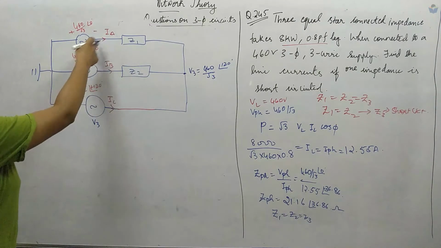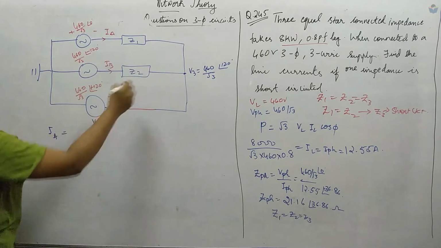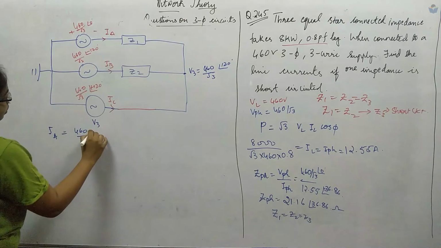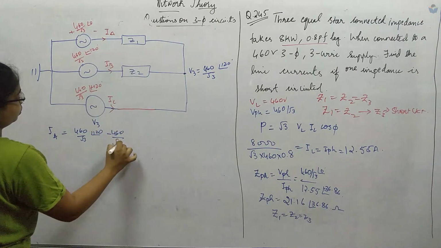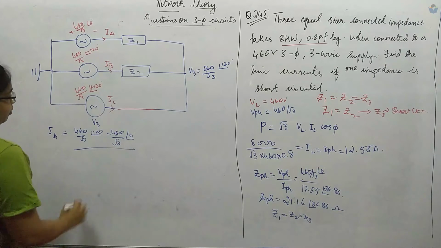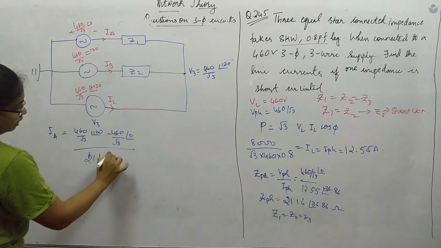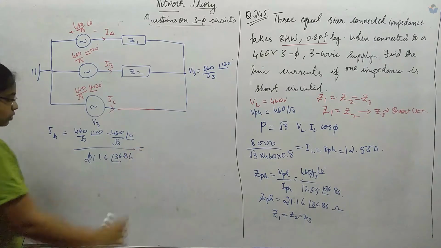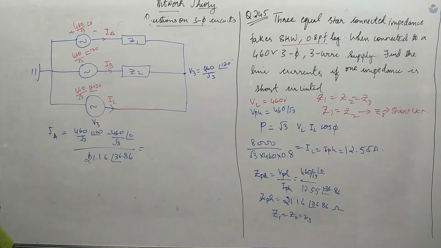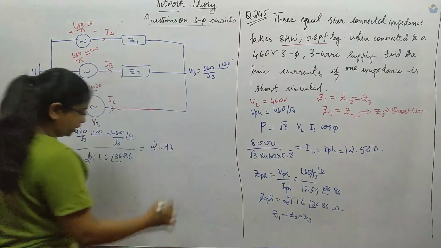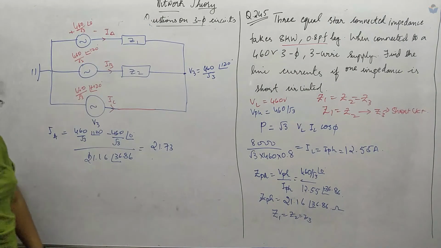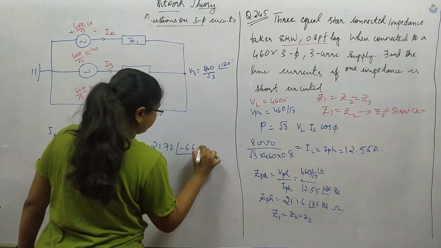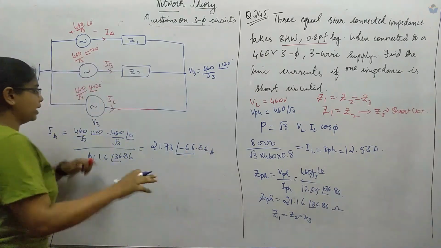So now, how do you find the line current IA? 460 by root 3 angle 120 minus 460 by root 3 angle 0 degrees, divided by 21.16 angle 36.86. So you will get the IA value as 21.73 angle minus 66.86 amperes. Now here there is a mistake.